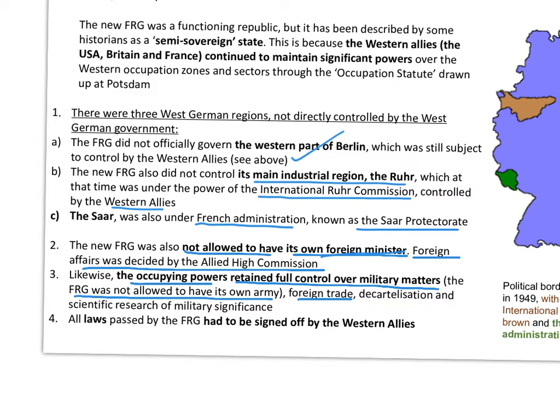It was also decided, and we'll do more about this, to decartelize West Germany. Remember, cartels were these huge industrial concerns that linked together, and that had been a feature of Germany since 1871. And the Allies, again, one of the key things is we have to make sure we do not allow a situation where another Hitler can take power in West Germany.